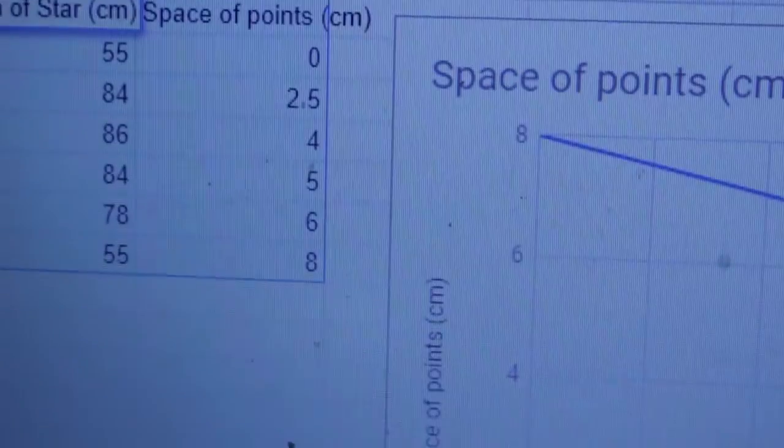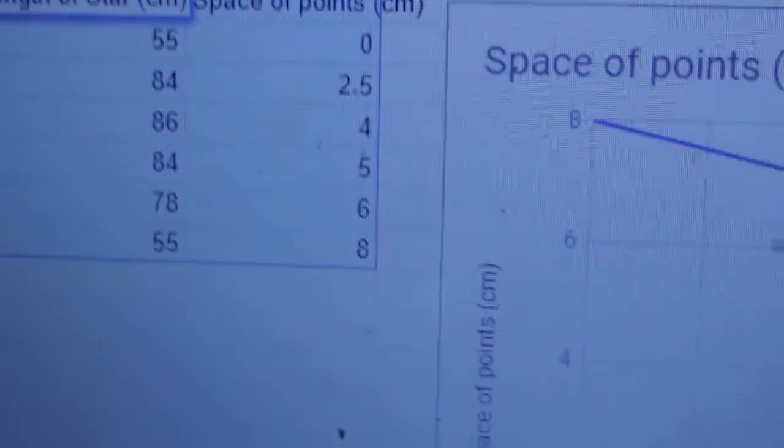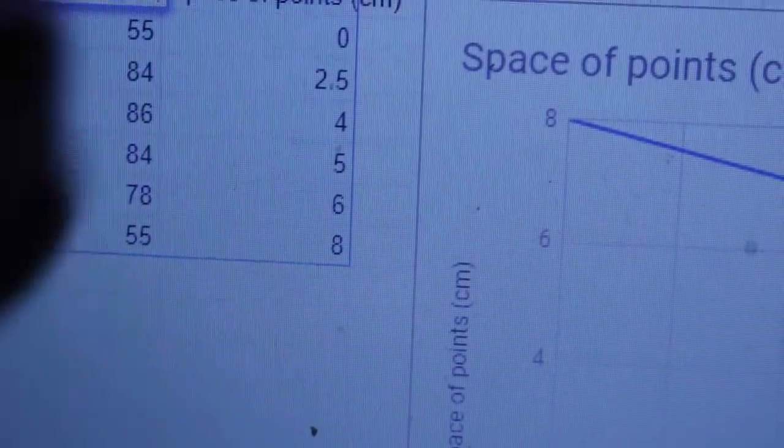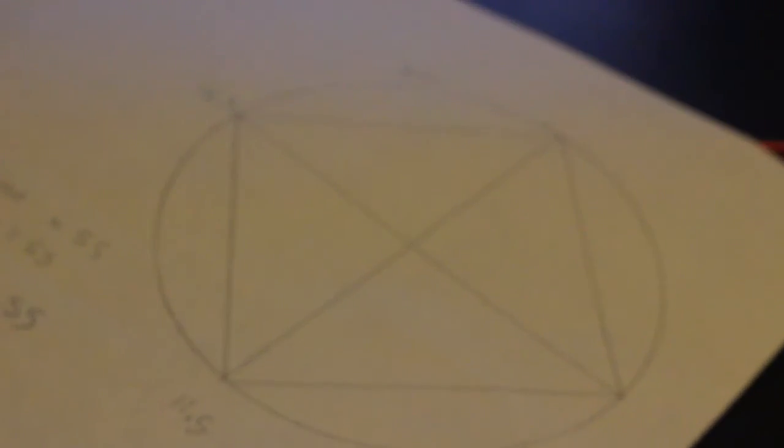The 86 for the balanced star is actually the peak of what I get, because when I move on to 5, it drops, then I go to 6, and it drops, and then I go to 8, and it drops again. And 8 is my other extreme, where the points are spread as far out as they can be, which is 8 centimeters. So that 8 centimeters equals 55.